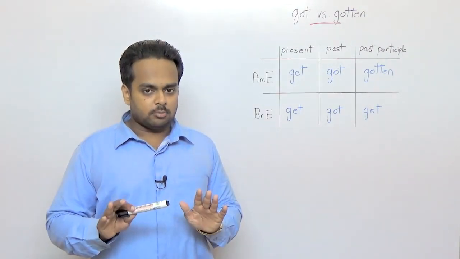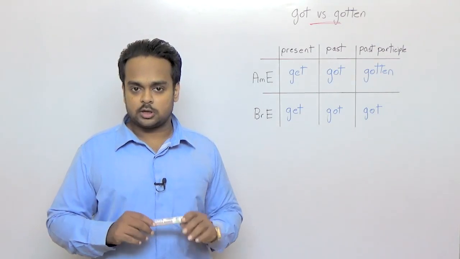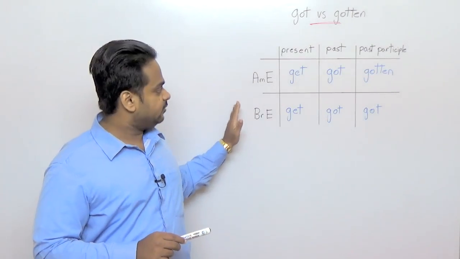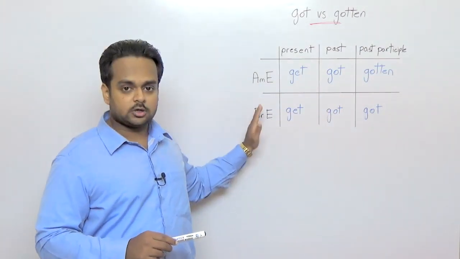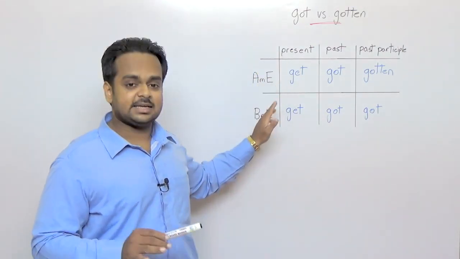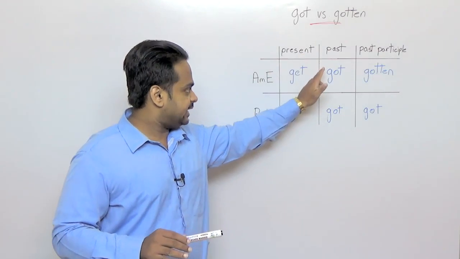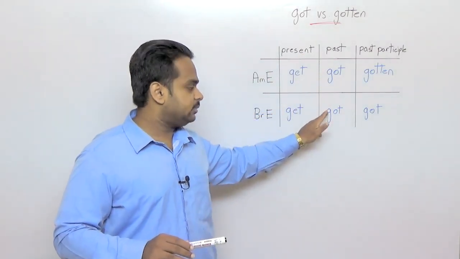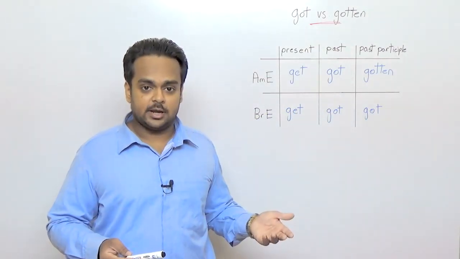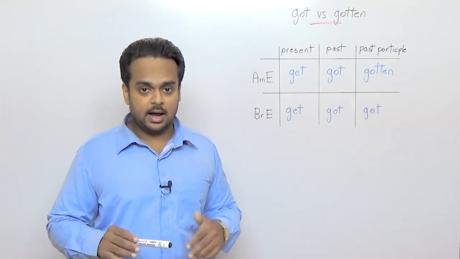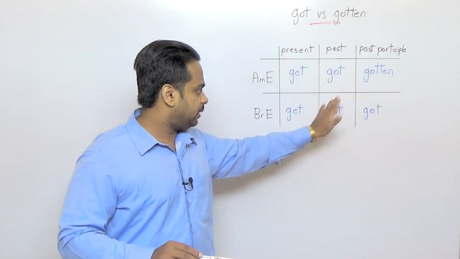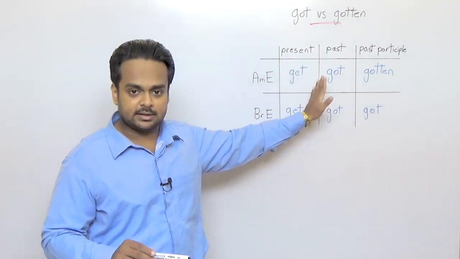Now let's back up for a moment and let's be clear what we're talking about. Take a look at this chart I have over here. Now, as you can see, for the most part, this chart looks exactly the same. So in the present tense, everybody says get. And in the past tense as well, the common form is got. So a Brit would say, I got my salary yesterday. And an American would also say, I got my salary yesterday. So you see there's no difference there. These forms are common in both the present and the past tense.